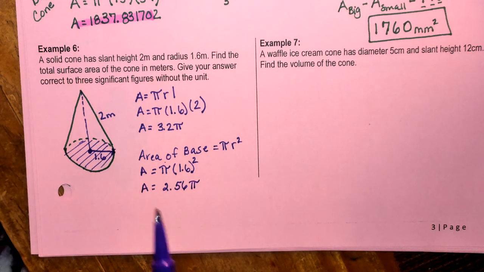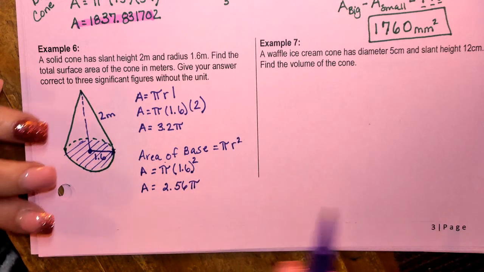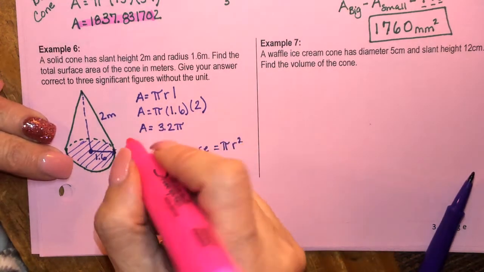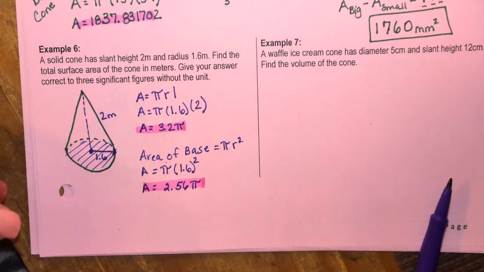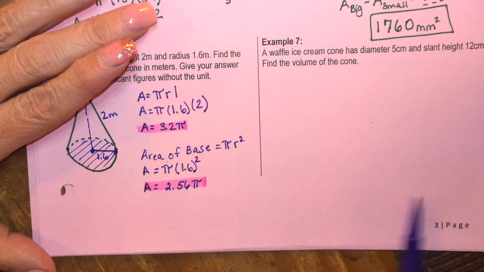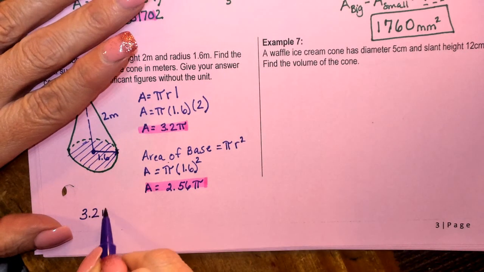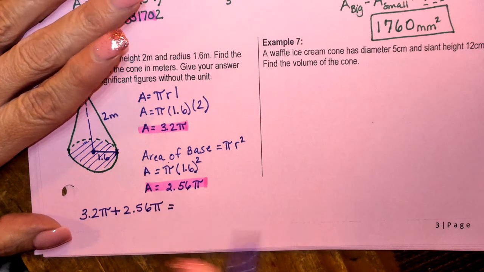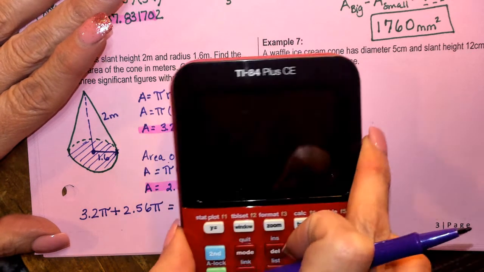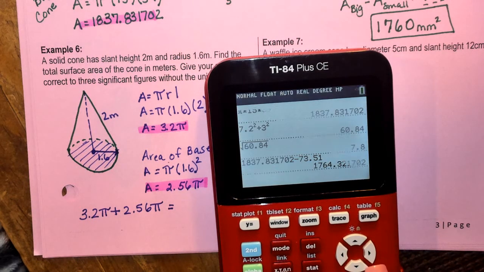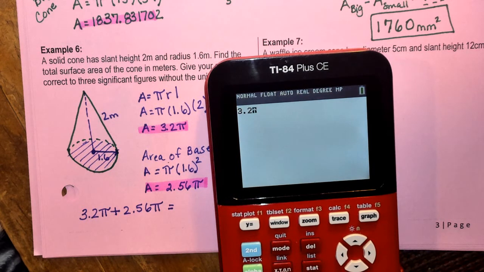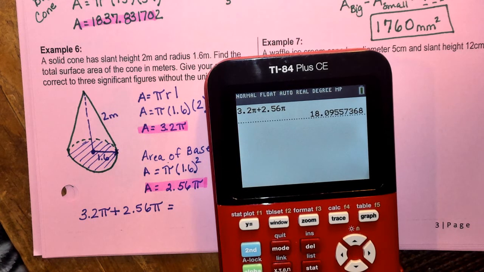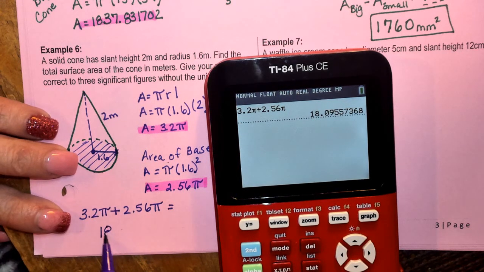All right. In order to get my final answer, I need to take 3.2 pi and add it to this one, and then go ahead and get rid of the pi. So 3.2 pi plus 2.56 pi equals the total surface area. So here we go. 3.2 pi plus 2.56 pi equals 18.09. I'm just going to put 5.